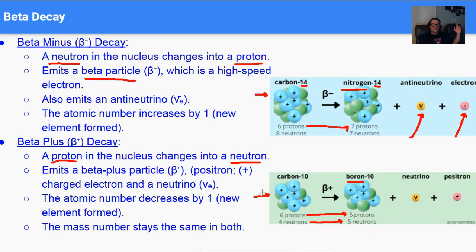All right, so in this case, you give off a beta plus particle, which is a positron. It's an electron that has a positive charge, and it also gives off a neutrino. Are you going to need to know neutrino and positron? I'm not sure, but you're going to need to know basically what beta decay is. The atomic number increases by 1 in beta minus, and the atomic number decreases by 1 in beta plus. So it goes from 6 to 5 in beta plus, and up here in beta minus, the protons went from 6 to 7. All right, so that's beta decay.